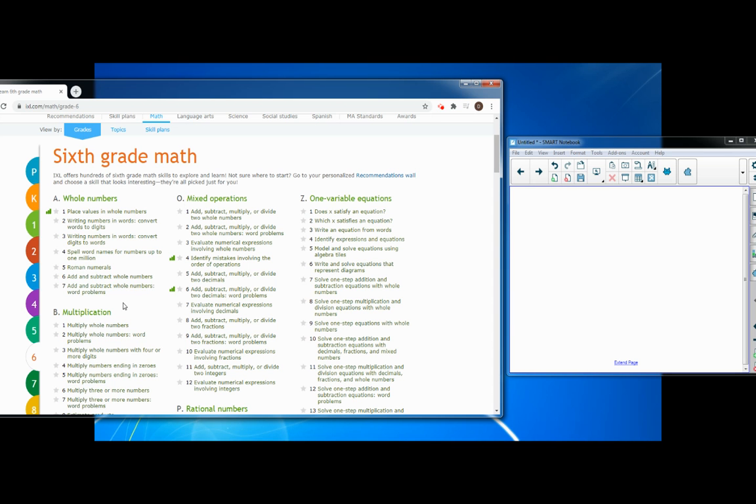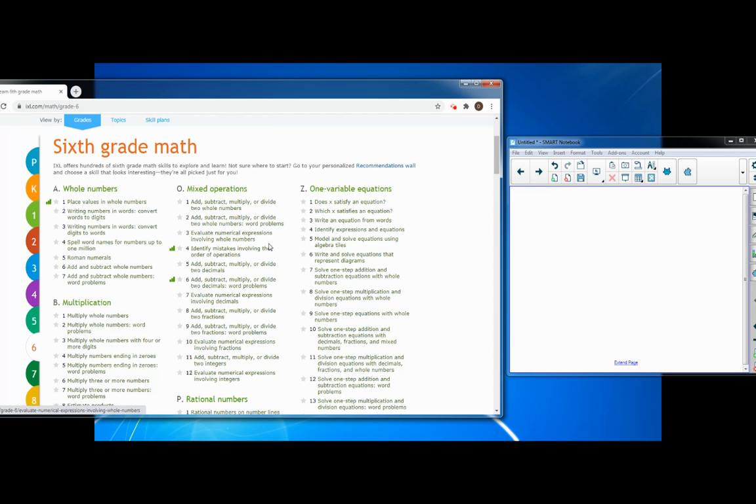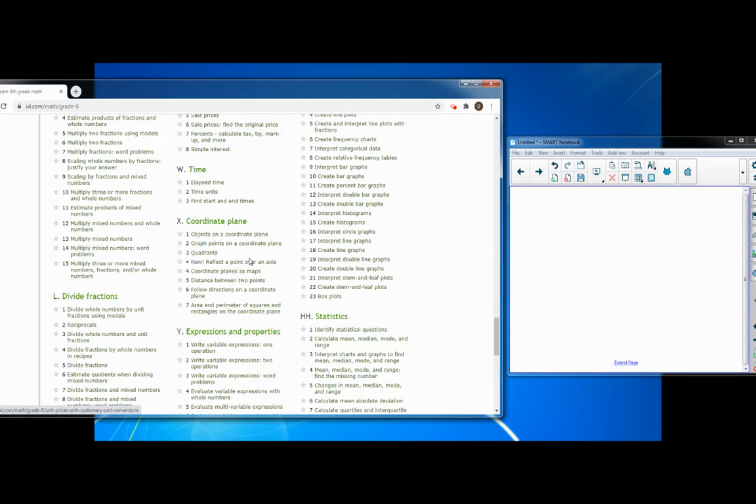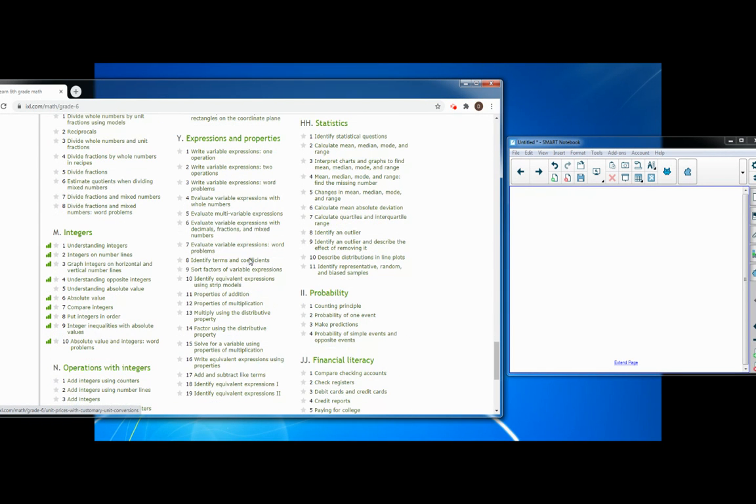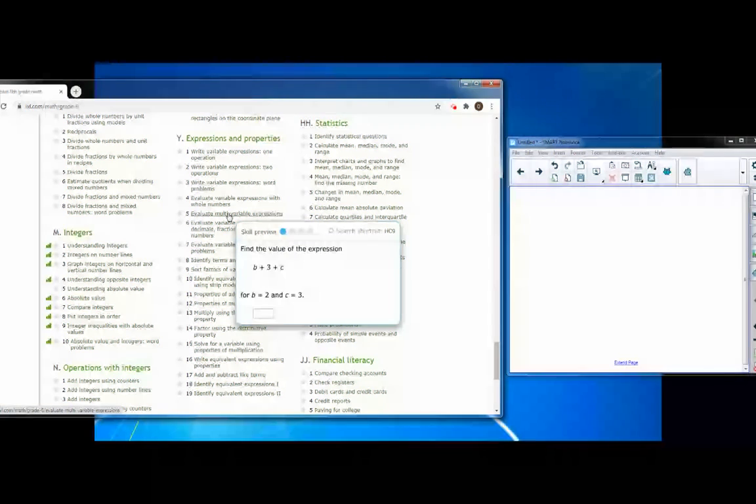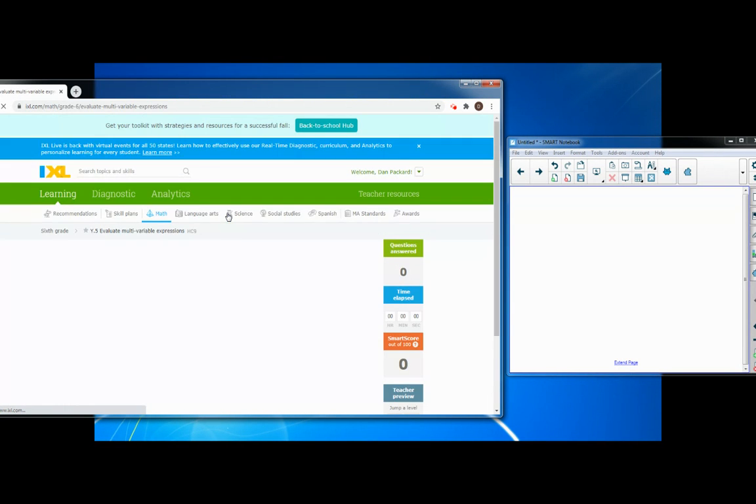Hello everyone, so today we're going to do grade 6 IXL all the way down to Y5, evaluate multivariable expressions. Now we have more than one variable. So we have G and we have D. And you've got to be careful that you go in the correct order.